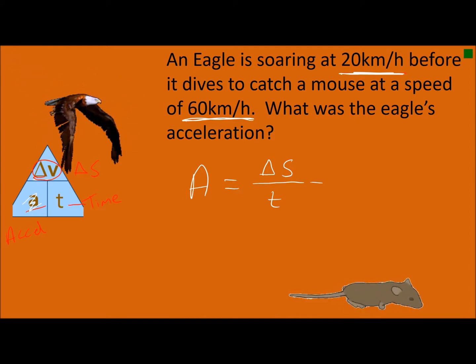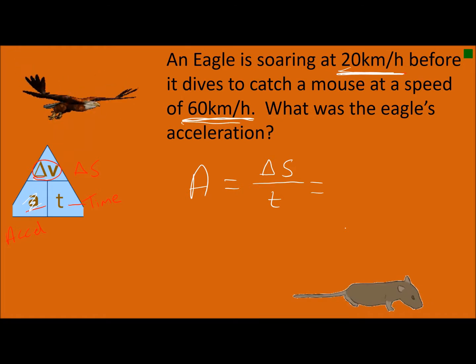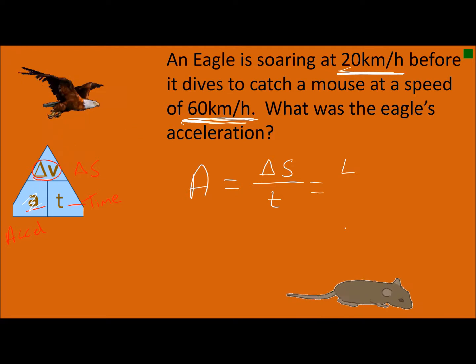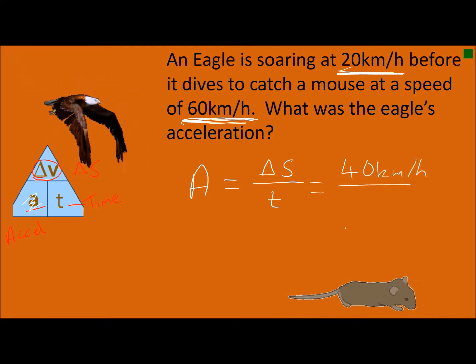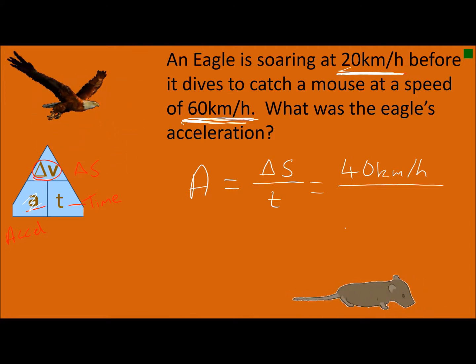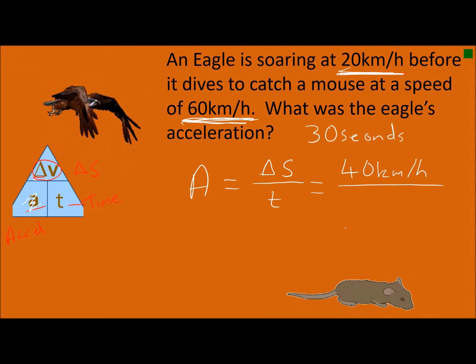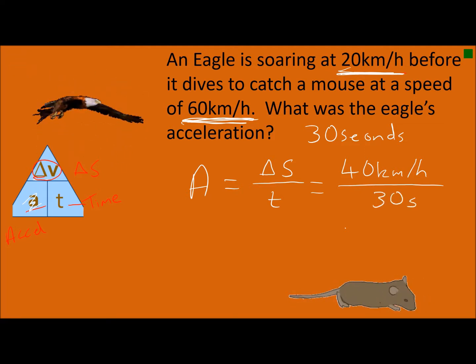So we've probably spotted a problem already. Change in speed, we go from 20 kilometers an hour to 60 kilometers an hour. What's the change? From 20 to 60, 60 minus 20 is 40 kilometers per hour faster. Time. We need a time. I haven't added a time to that question because I didn't do it right. So I'm going to tell you that this takes 30 seconds. Okay. So on the bottom in the slot for time, we're going to put 30 seconds.